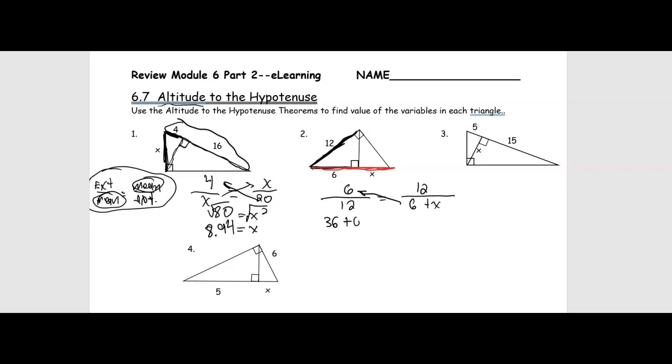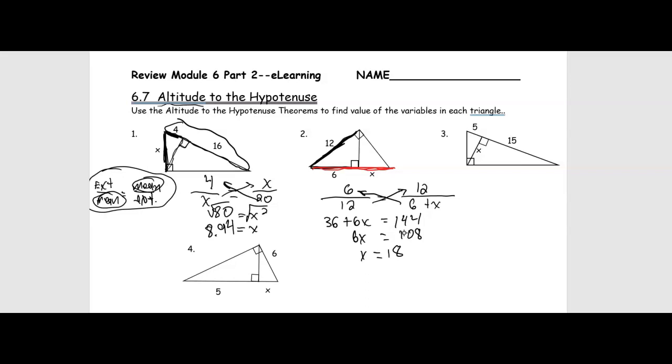So the 6 is going to get distributed to the 6 plus 6x. The 12 and the 12 would make 144. And then now we just go through and solve this equation. So we'd subtract 36 from both sides. So that's 108. Divide that by 6. And we would get our x to be 18. All right, so that was one of them.